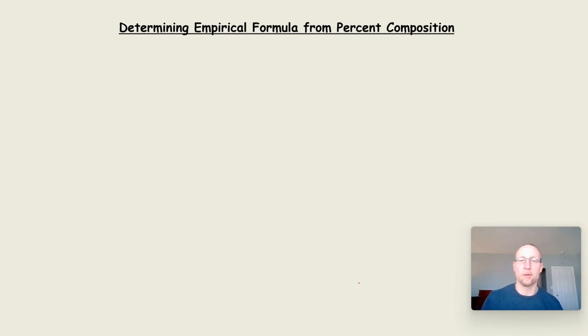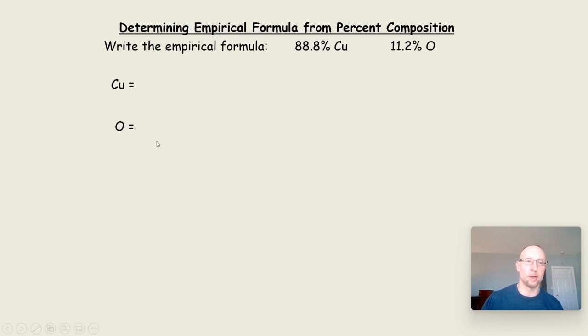All right. So now in this kind of situation, what happens is you get percentages. So we want to determine the empirical formula from the percent composition. So all I'm given is that whatever this compound is, it's 88.8% copper and 11.2% oxygen. So how do I do this? All right. So first thing I want to do is list my elements in a column. Leave a little space in between them because you're going to do the work across. All right. So skip a little more space as well.